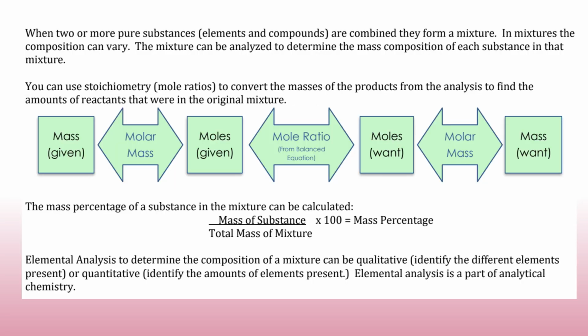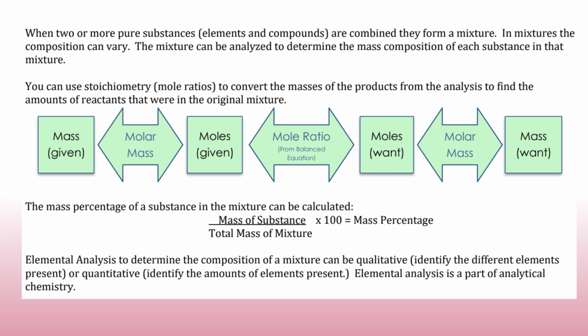When two or more pure substances, elements, and compounds are combined, they form a mixture. In mixtures, the composition can vary. The mixture can be analyzed to determine the mass composition of each substance in that mixture. You've got to do some stoichiometry to be able to convert the mass of the products from the analysis to find the amount of reactants, etc., back and forth.